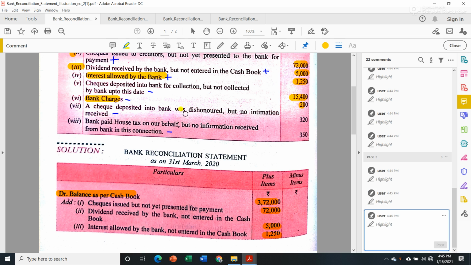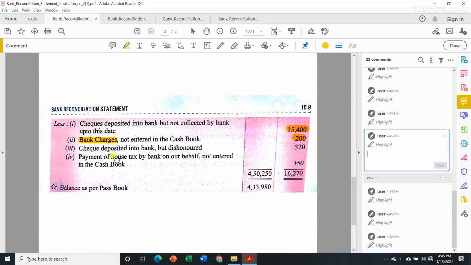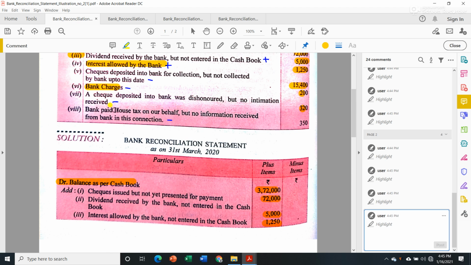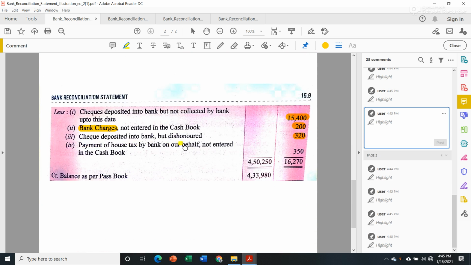Then next we have a check deposited into bank but dishonored, 320. Then next we have bank paid house tax on our behalf, rupees 350. You can write payment of house tax by bank on our behalf, 350.